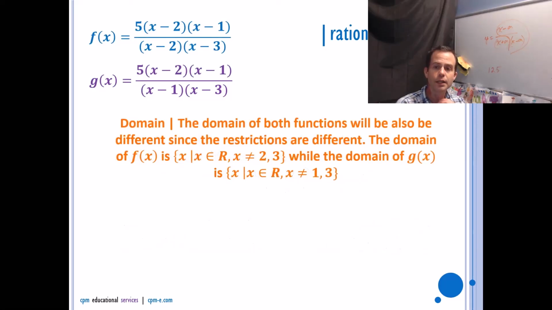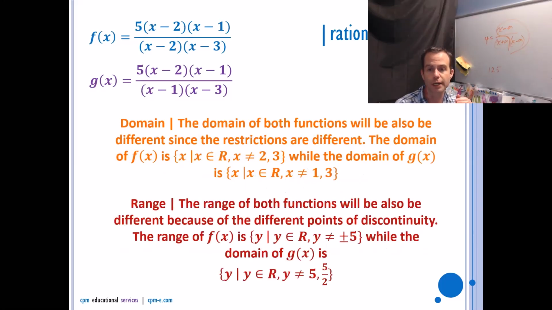Last thing to talk about is domain and range. The domain of both functions will be different because the restrictions are different. The domain of f of x will be real, but can't be 2 or 3, whereas the domain of g of x is real, but can't be 1 or 3. And because the points of discontinuity change, that will also change the range. The range of both functions will also be different because of the different points of discontinuity. The range of f of x will be y a member of the reals, but it can't be 5 or -5. Sorry, that should say range of g of x: y is a member of the reals, but y can't be 5 or 5/2.